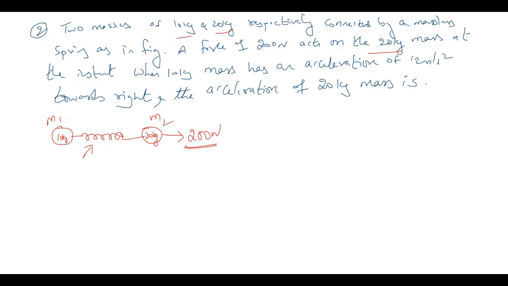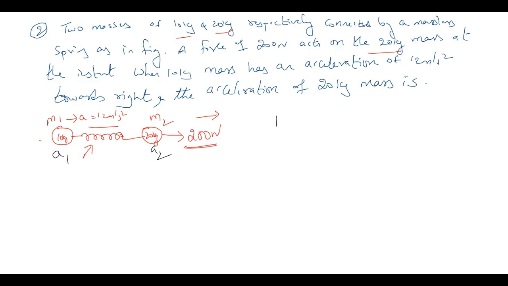At the instant when this 10 kg mass is moving with an acceleration of 12 meter per second towards right, then towards right means this side. Then what will be the acceleration for the 20 kg mass? Because this is spring, acceleration will be different. For spring different, for string same. So if it is a string, both will move with same acceleration, but this is a spring. So both will not move with same acceleration. Let us take it as A1 acceleration, A2 acceleration. Now at 12 meter per second, what will be the acceleration for 20 kg mass?